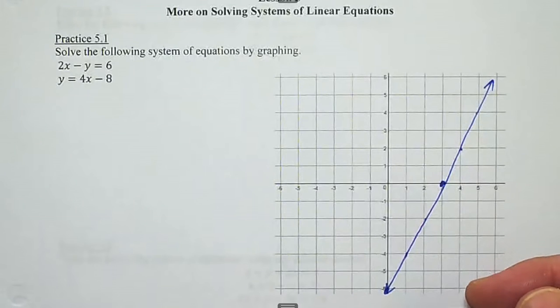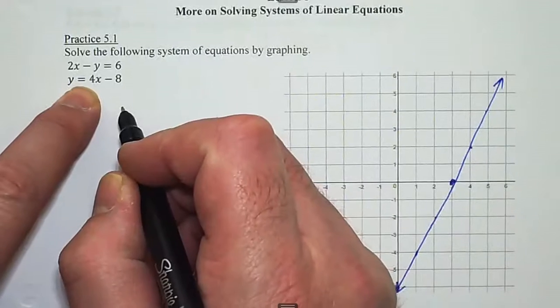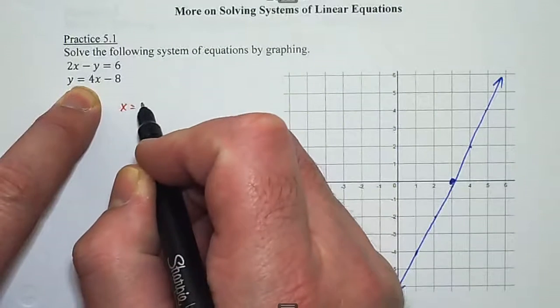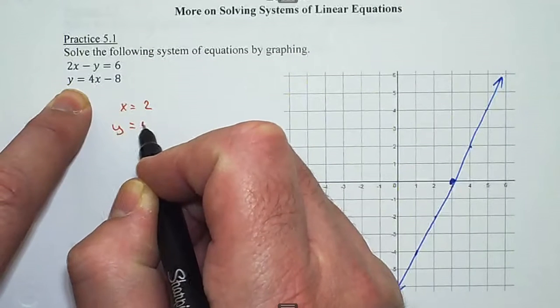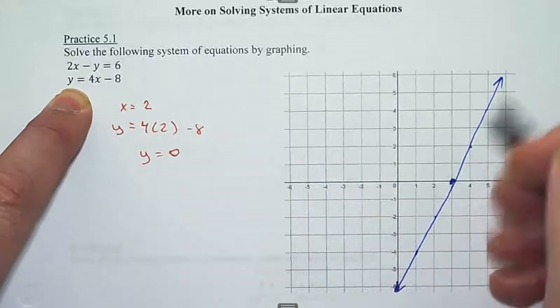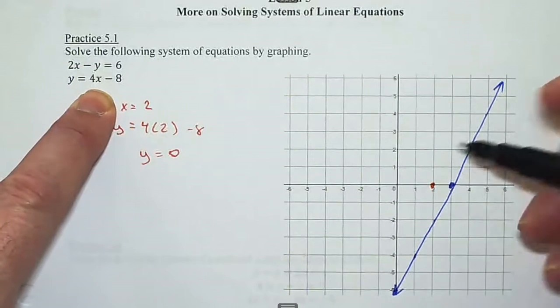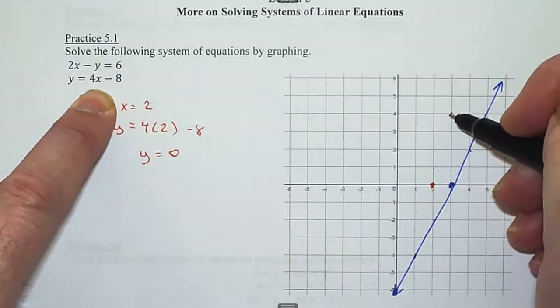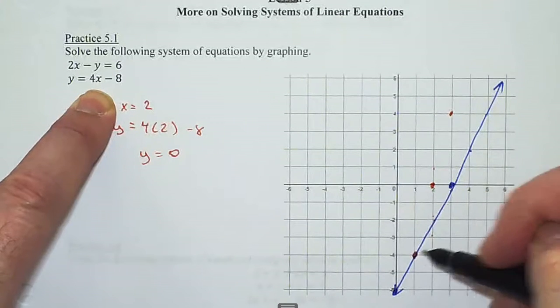You can count down a couple if you want, but I think it's just going to be a lot easier if we just find another point. So let's let x equal 2. So when I plug that in, 4 times 2 minus 8, I get y equals 0. So that tells me that's on there. Now I'll use my slope of up 4 over 1. I'll also go down 4 over 1.